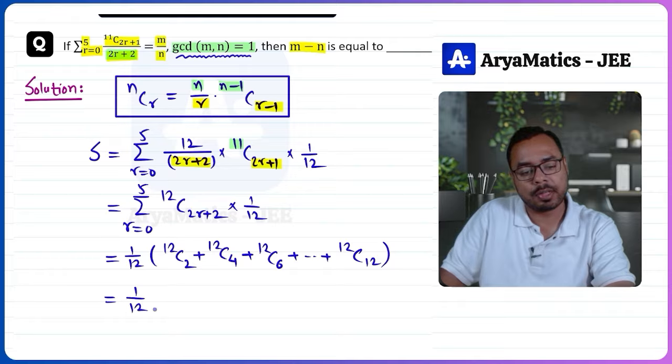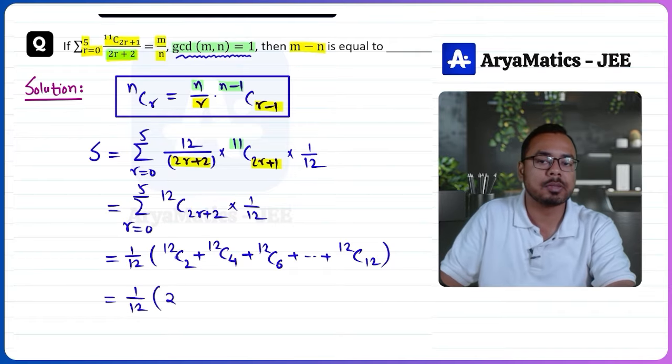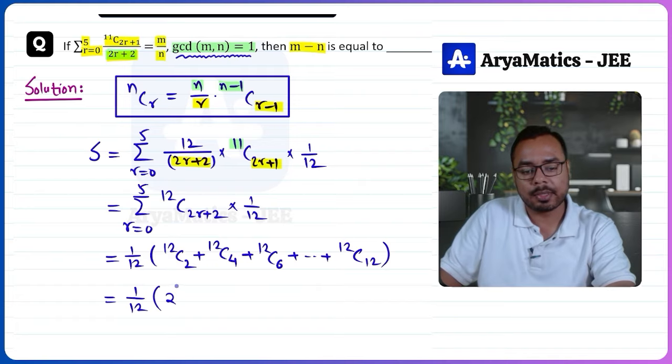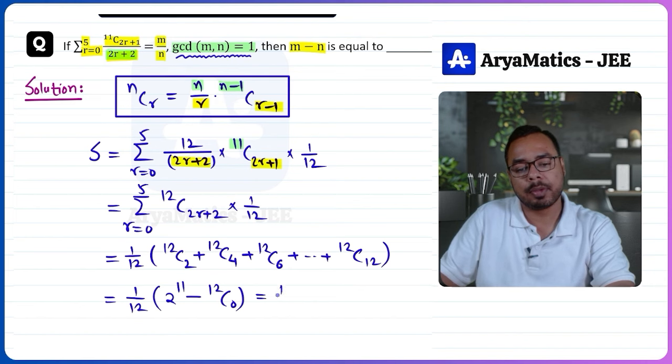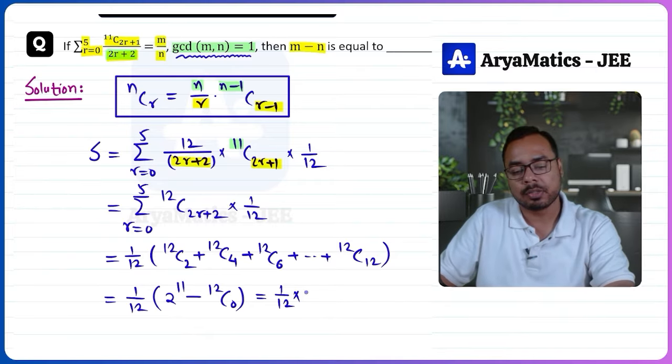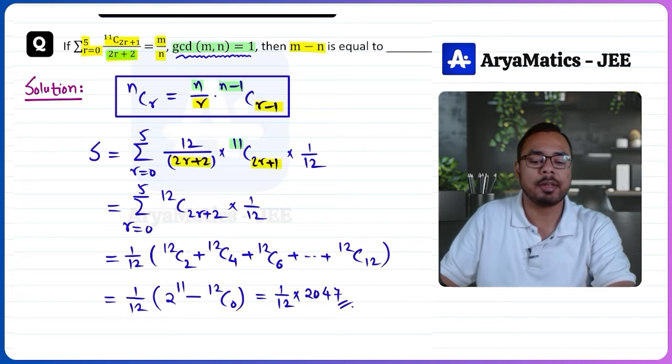If I had 12C0 also, then the answer would be 2 raised to n minus 1. That is, nC0 plus nC2 plus nC4 all the way up to the last term is 2 raised to n minus 1. Here 12C0 is not there, so we'll write this as 2 raised to 11 minus 12C0. And now this becomes 1 by 12 times 2 raised to 11, which is 2048, right? 2 raised to 10 is 1024, so twice that is 2048, and then minus 1, since 12C0 is 1. So that means we have 2047. So this is the sum that we are getting.